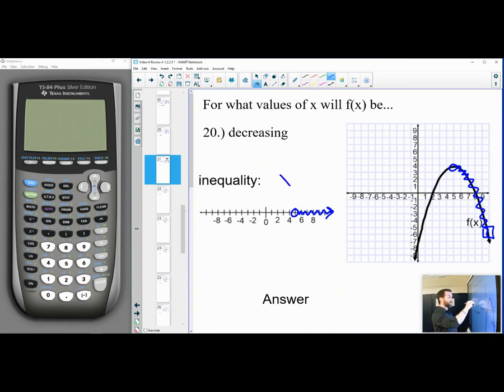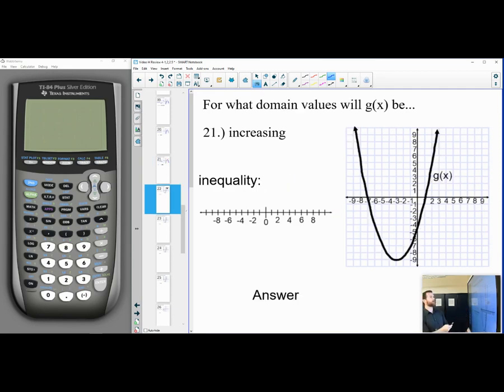Now we just need the inequality. It's x is greater than 5, and that should be it. X is greater than 5, and the shading looks good. All right, moving right along. Number 21. Different graph, but similar problem for what domain values. Okay, so don't get thrown off by this. Domain values just means x values. Same thing. For what domain values will g of x be increasing?